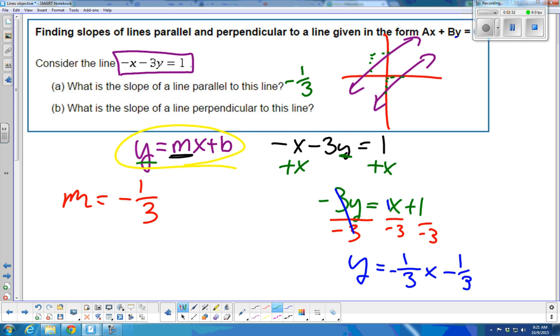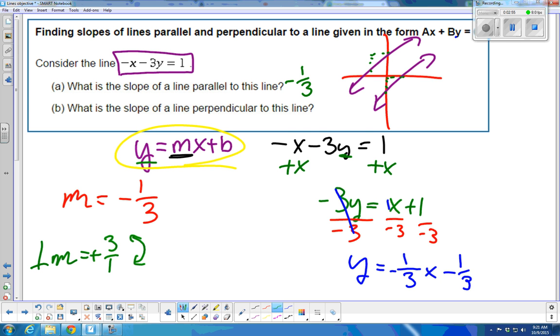Now, perpendicular is a little weird, right? Because if one's going uphill, one's got to be going downhill. So for your perpendicular slope, you flip it over. So if it's 1 over 3, it's now 3 over 1, okay? If it's negative, now it's positive. If it was positive, you would have made it negative. So all you do is flip this around. You do a little flippy, okay?